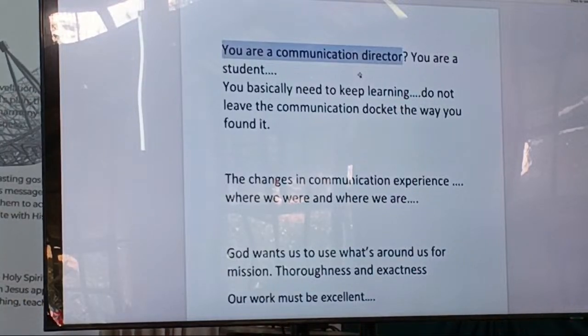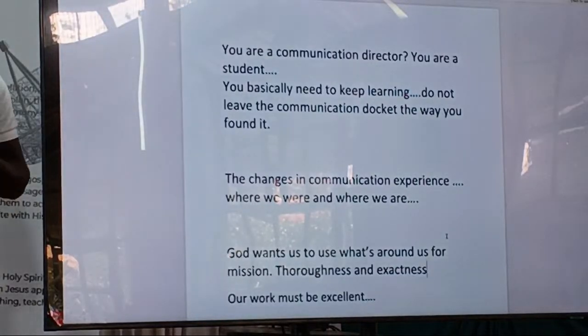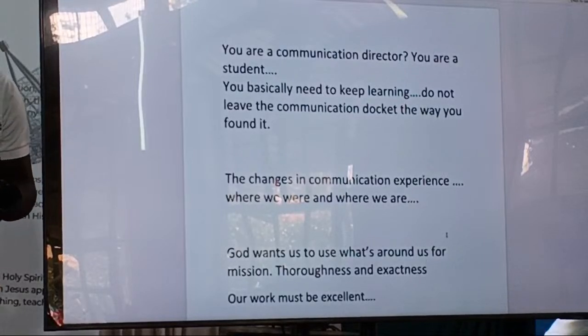Something else I want to mention as we go through this presentation is that God wants us to use what's around us for mission. And this word I want to highlight here, with thoroughness and exactness, God wants us to use things and use it excellently. It's not a matter of just doing things for the sake of it.